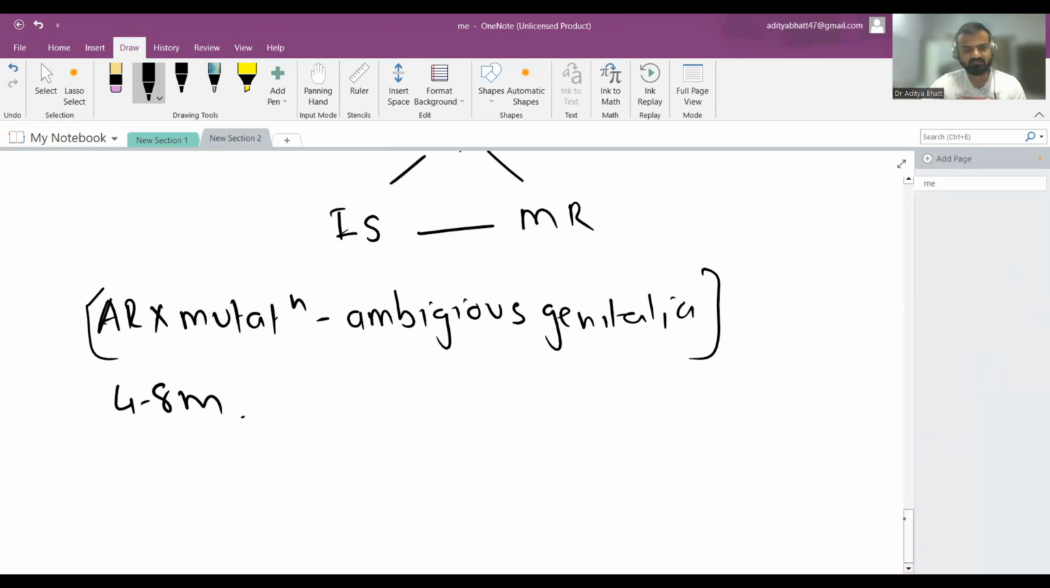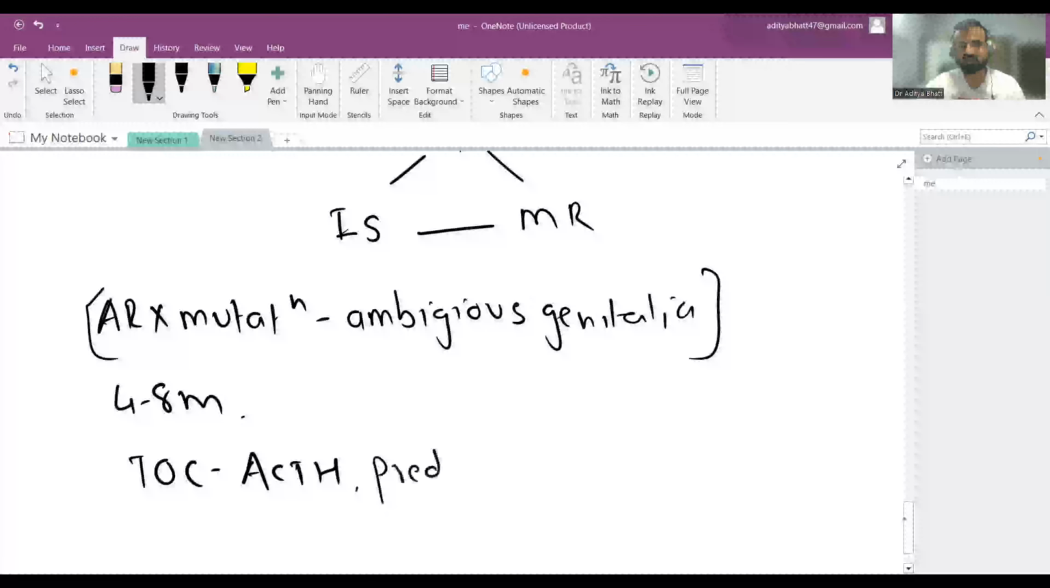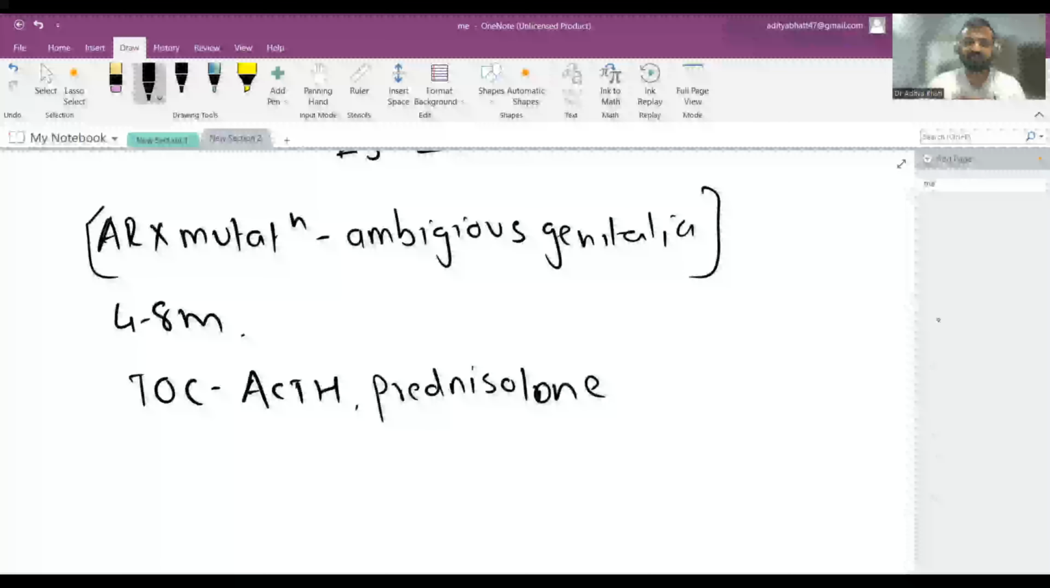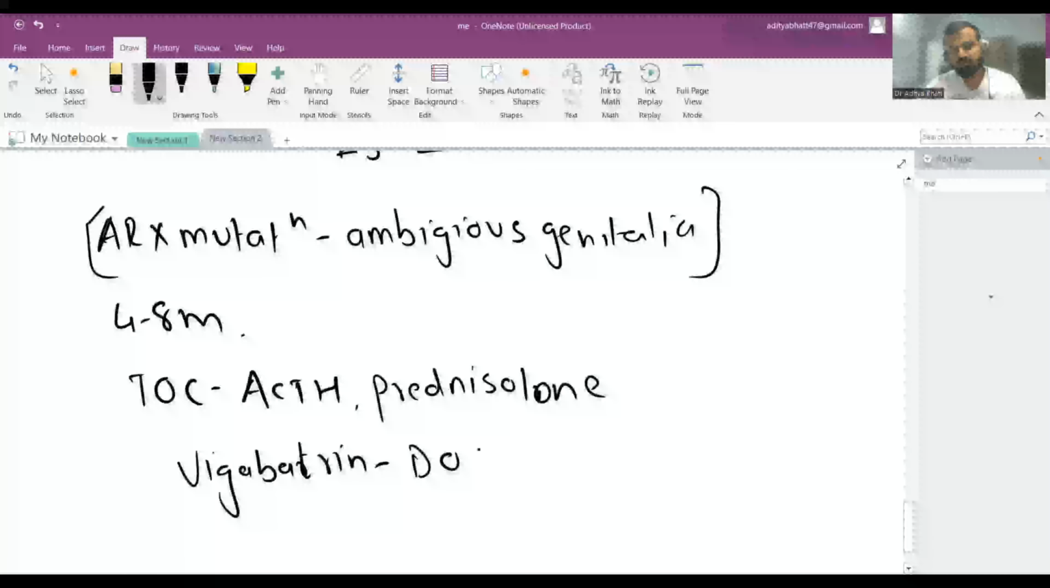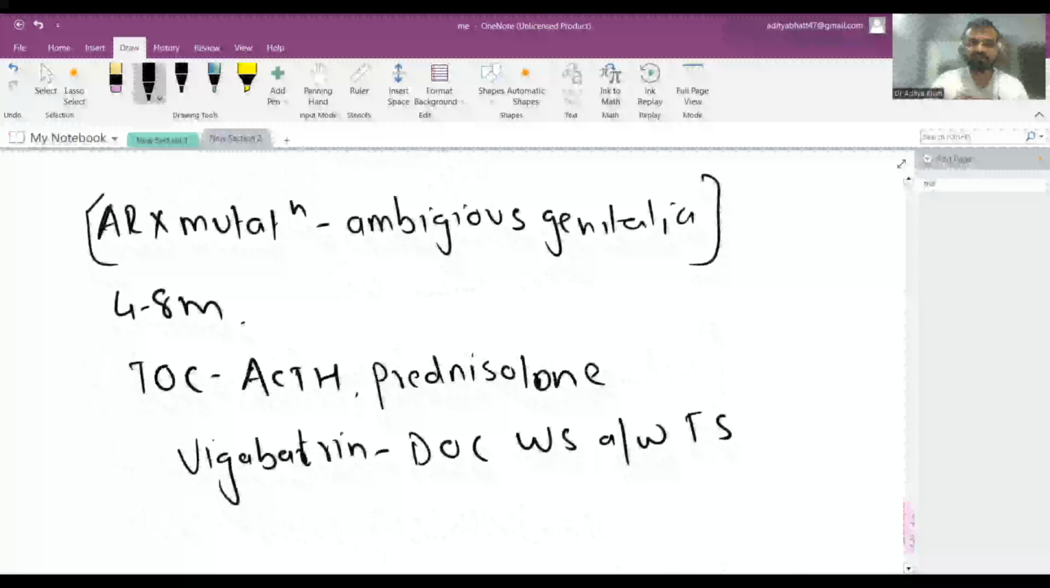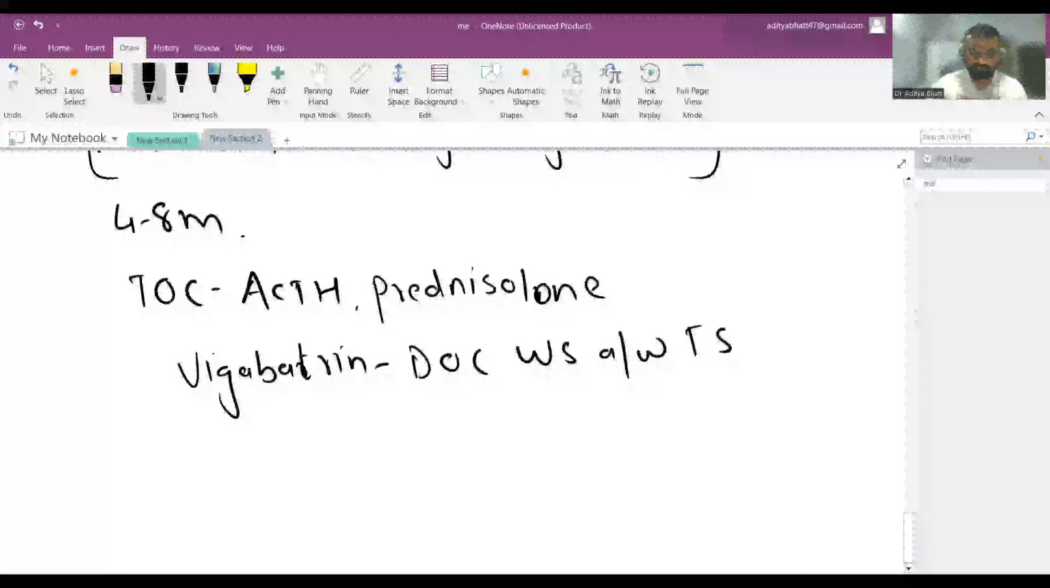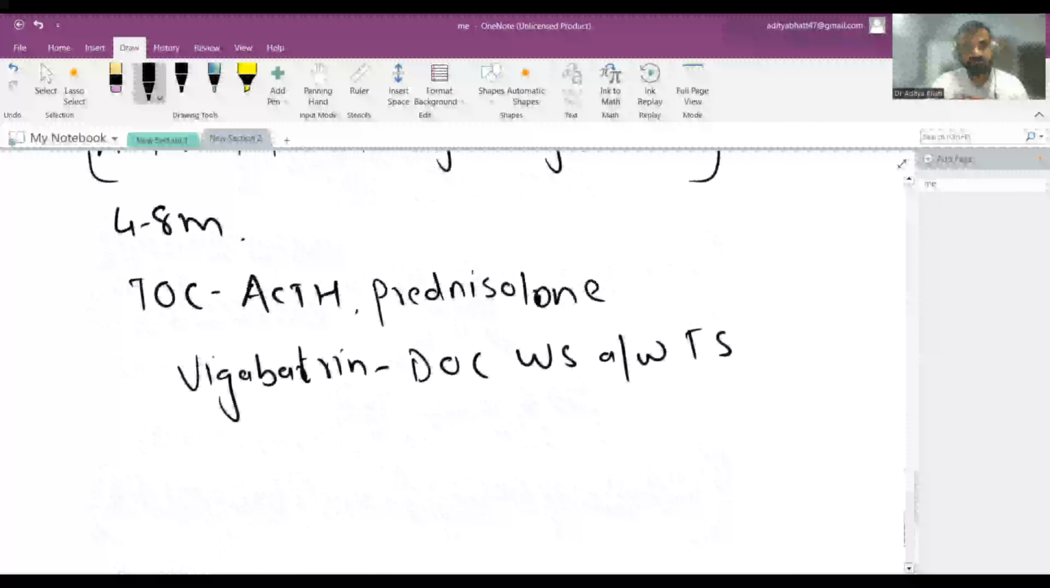The drug of choice is ACTH. In India, ACTH is very expensive and it is not preferable. That is why we can prefer prednisolone. Prednisolone has equal efficacy compared to ACTH, and high-dose prednisolone may be used for the treatment. And vigabatrin, as you know, is the drug of choice for West syndrome associated with tuberous sclerosis. Okay, so that is the vigabatrin that is used. So these three drugs are used in patients of West syndrome.